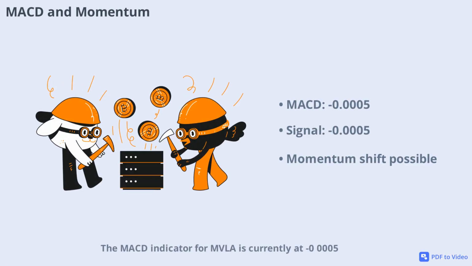The MACD indicator for MVLA is currently at -0.0005, with the signal line also at -0.0005. The histogram is slightly positive, suggesting a potential shift in momentum. MACD momentum is at 0.000056, a small but positive value. These readings indicate that bearish momentum is weakening, and a bullish crossover could occur if the price continues to rise. Traders often watch for such shifts as early signs of trend reversals.